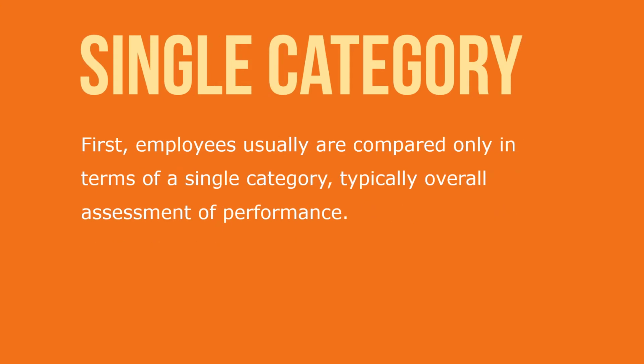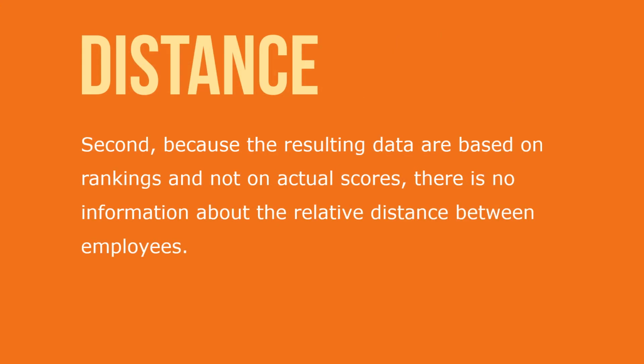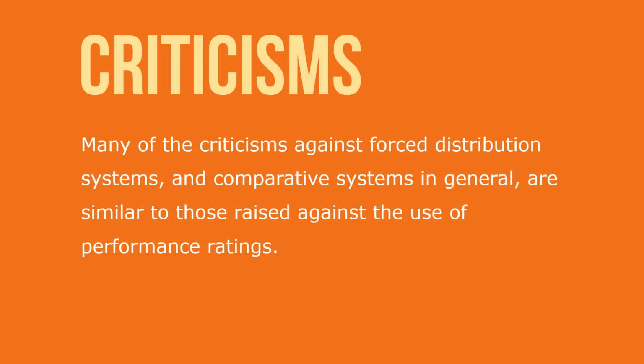First, employees usually are compared only in terms of a single category, typically overall assessment of performance. As a consequence, the resulting rankings are not sufficiently specific so that employees can receive useful feedback. Second, because the resulting data are based on rankings and not actual scores, there's no information about the relative distance between employees. Many of the criticisms against forced distribution systems and comparative systems in general are similar to those raised against the use of performance ratings.